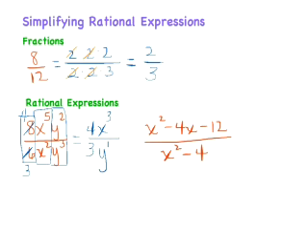So my final answer here is going to be 4x cubed over 3y. That's the simplified form of this original rational expression.